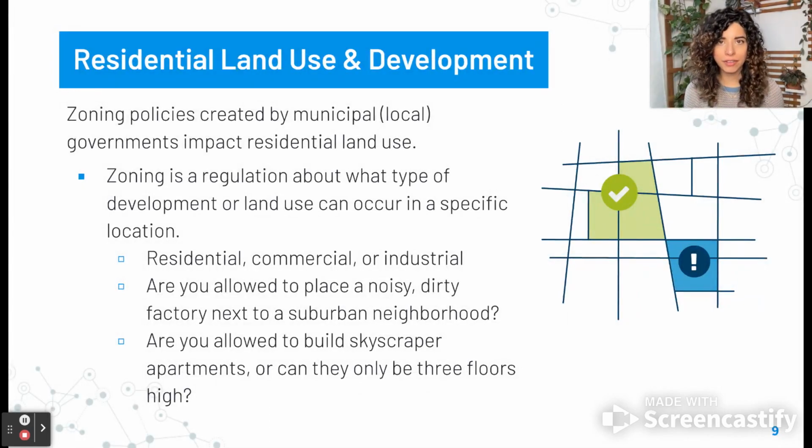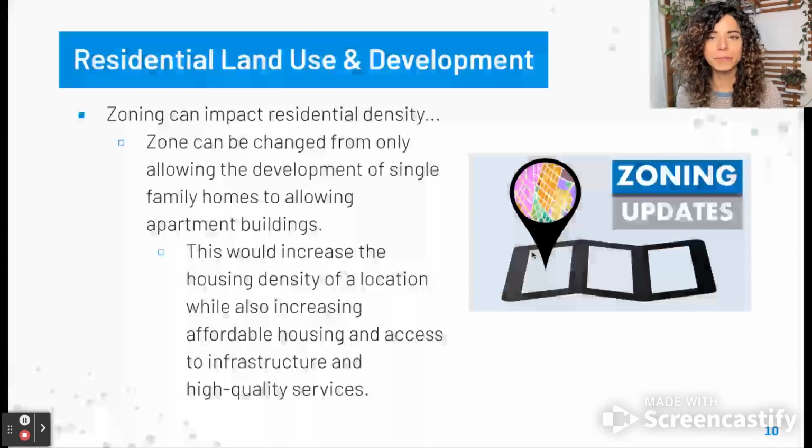So land use and development, we have zoning policies. These are created by municipal or local governments, and they dictate how you can use this land. So zoning is a regulation about what type of development or land use can occur in a specific location. So these are typically designated as residential, commercial, or industrial. So things like, are you allowed to place a noisy, dirty factory next to your suburban neighborhood? Typically the answer is no. And then also, are you allowed to build a skyscraper apartment building or can there only be 3 floors high? So these are all zoning laws that help to determine how that land is going to be used.